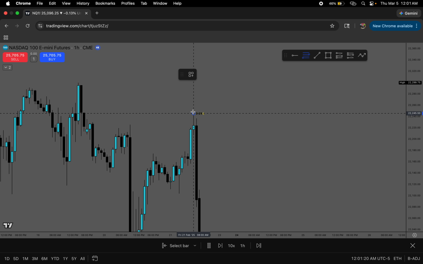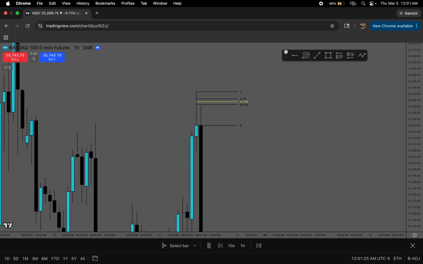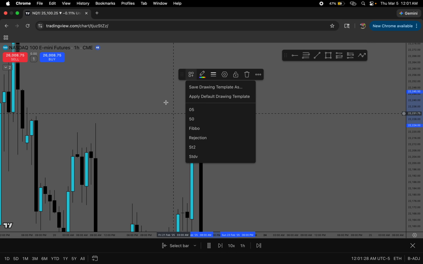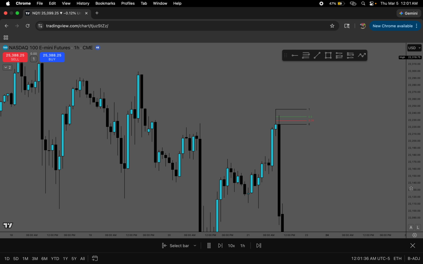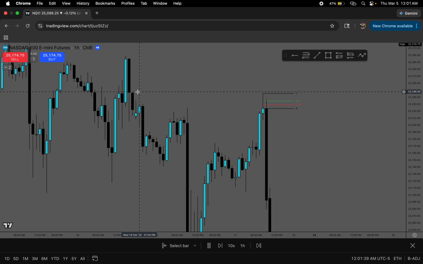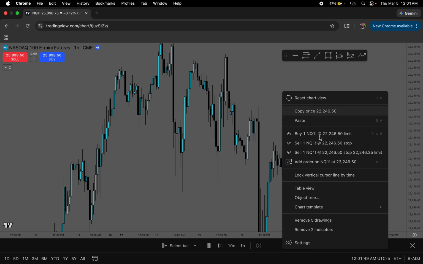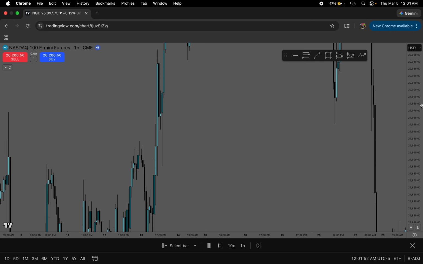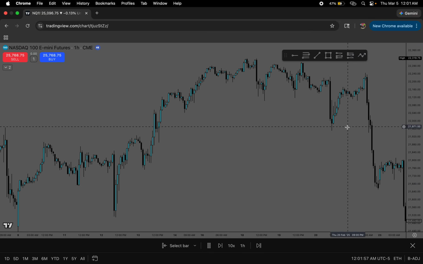This is not a long wick, so it's just between switching between the two. 0.5. It swept this. It tapped into this order block. See. Yeah, let's go for this.